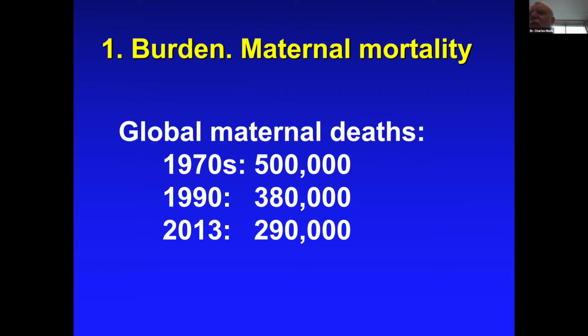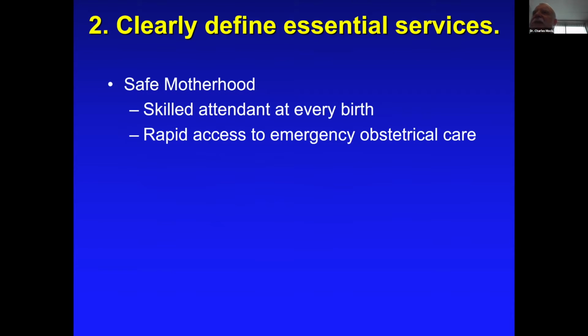And it's fairly well documented that we've been doing moderately well with lowering maternal mortality. If you look over the past 40, 50 years, the absolute number of deaths has been steadily declining, almost cut in half. And it's been done using some of the steps that I mentioned earlier, clearly defining essential services. The dual pillars of the safe motherhood efforts are a skilled attendant at every birth, which basically means a midwife in most cases, and rapid access to emergency obstetrical care when needed, especially for procedures like cesarean section or surgery for ruptured ectopic, etc.